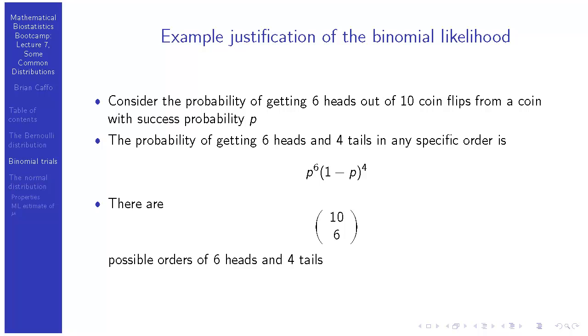So yeah, we only did this for a specific instance here. I hope you can see that if 10 instead was n, and 6 instead was x, you would wind up with the same answer: n choose x, p to the x, 1 minus p to the n minus x. So that's the motivation. And you can actually mathematically check that the binomial mass function sums to 1.